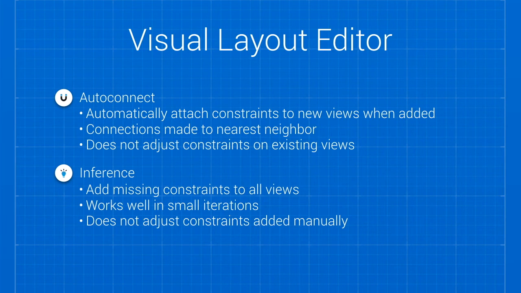Okay. The nice thing about this is, just like with auto-connect, inference will not mess with constraints that are already added. So let's say, and that's why I say here that it works really well if you do this in small iterations. You could literally put all your views down, click it once, and have the entire layout inferred. But what I think works a little bit better is to do one section of your layout, then infer that, and then do another section of your layout, and then run inference again, and it'll just update those pieces. Again, it won't clobber the constraints that you've already placed. It will only update the new ones.